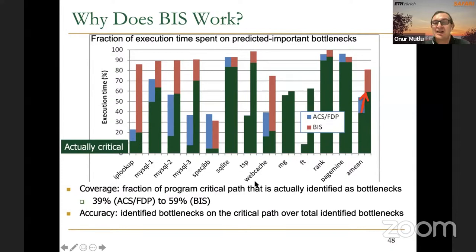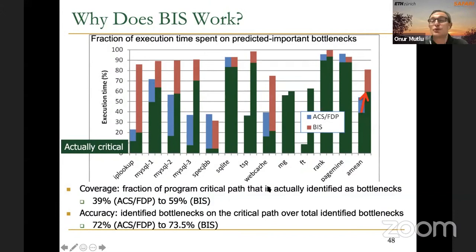Accuracy, on the other hand, is the identified bottlenecks that are on the critical path over total identified bottlenecks. What fraction of the total identified bottlenecks are actually on the critical path? So the accuracy is actually very similar. Accuracy in this ACS case is the green part of ACS divided by the blue part of ACS, all blue part, and that's 72%. In case of BIS, it is the green part of BIS divided by the total red bar, which is about 73%, which is very similar. So the accuracy of identification of the bottlenecks doesn't change significantly, but coverage changes significantly. Hopefully that makes sense. Which also means that there's still more room for improvement.